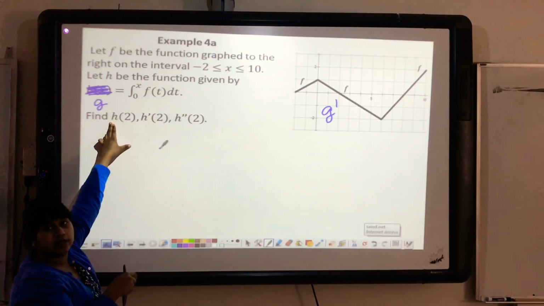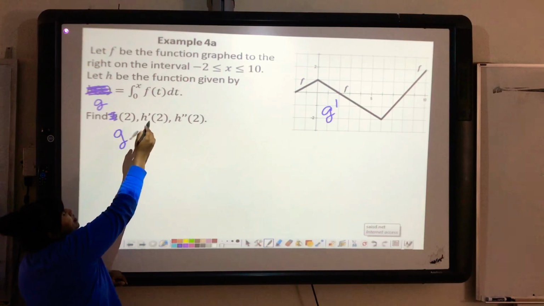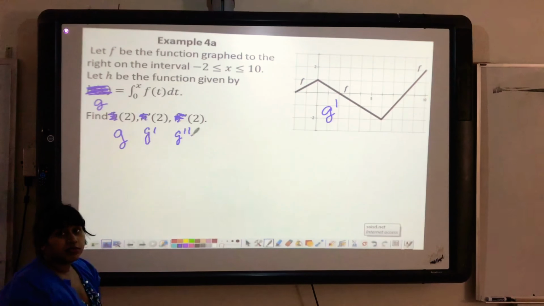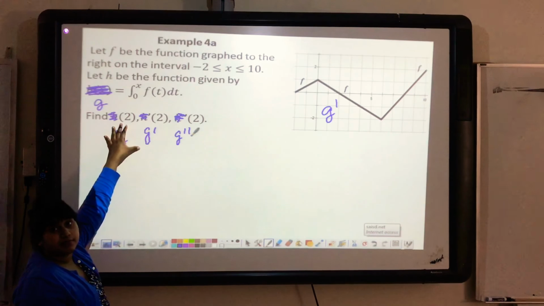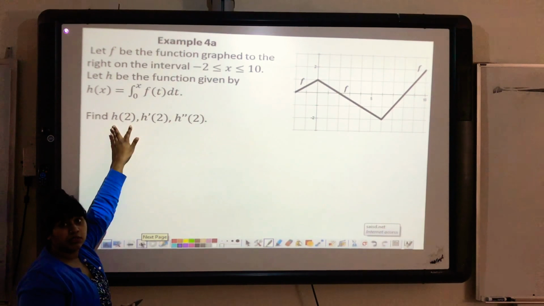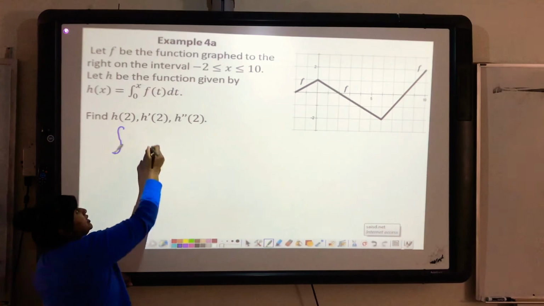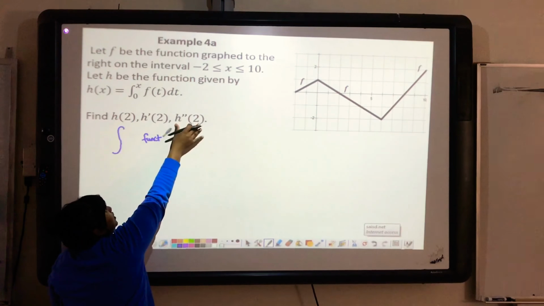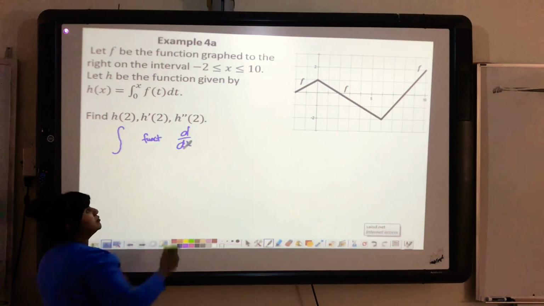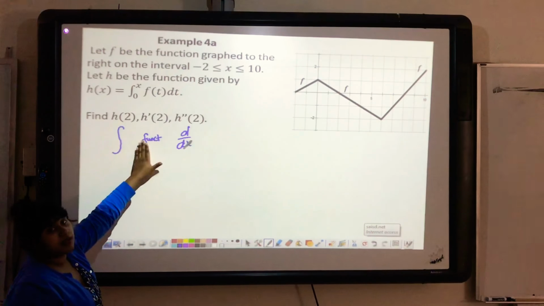So here, again, we can look at this and say, okay, well, this isn't just h, this is actually our g, this is our g prime, and this is our g double prime. Can't we look at it like that? Well, that's pretty easy. We can also look at it like, what is h? Okay, h is my integral. What is h prime? That's the original function. What is h double prime? That's the derivative. Okay, that's going to help me understand this question. So we can figure out this one, this one, this one.